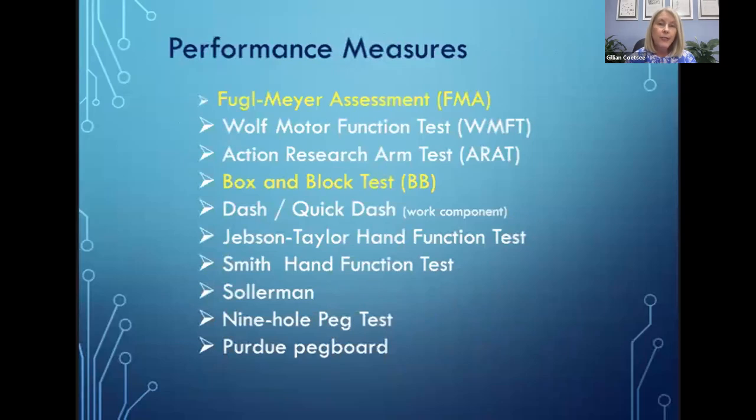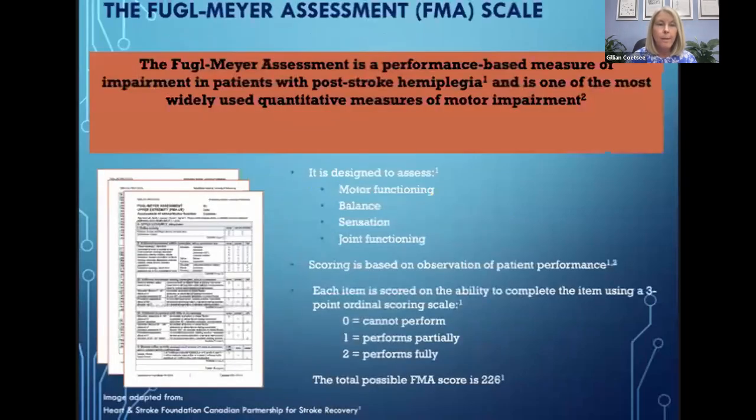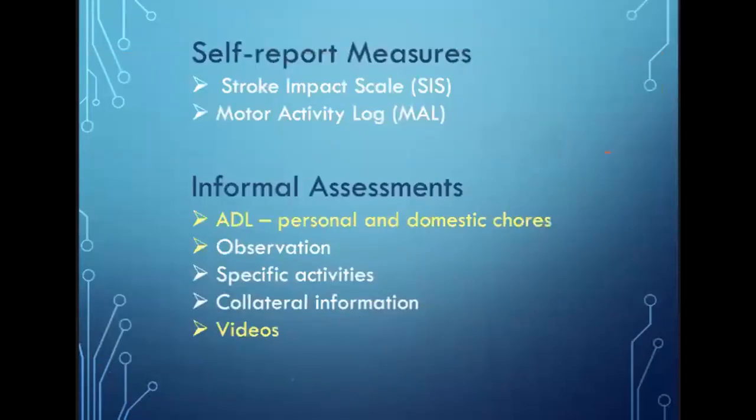And then in low resource settings, for patients who maybe do have some hand function, the box and block test is easy to fabricate and will also give you valuable information. That's what the Fugl-Meyer assessment looks like. It looks at motor functioning, balance, sensation, and joint functioning, and it's an upper limb, lower limb, and hand assessment. So you can rate the hand in the upper limb segment.